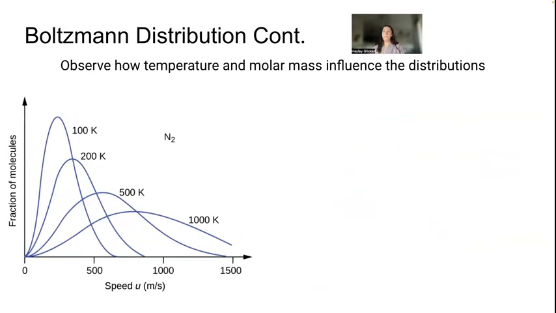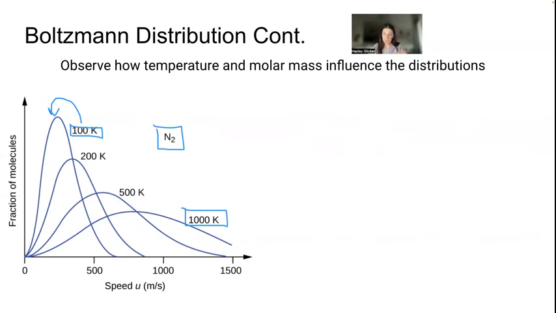Okay, so thinking a little bit more about Boltzmann distributions, we can think about how temperature and molar mass influence our distributions. Here we're seeing 4 different Boltzmann distributions of nitrogen gas at 4 different temperatures. Our lowest temperature is 100 Kelvin, which is this distribution right here, and our highest temperature is our widest distribution down there.